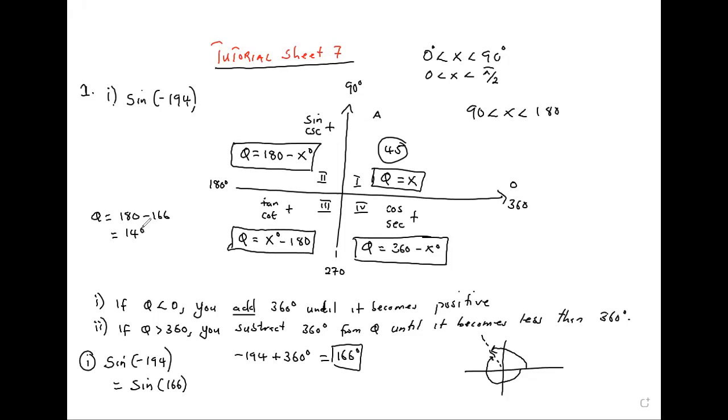So we want to deal with sine 14 degrees. Now, sine is positive in the first quadrant. Sine is positive in the second quadrant. So sine 166 is exactly the same as sine 14. So it means that the required ratio is sine 14.